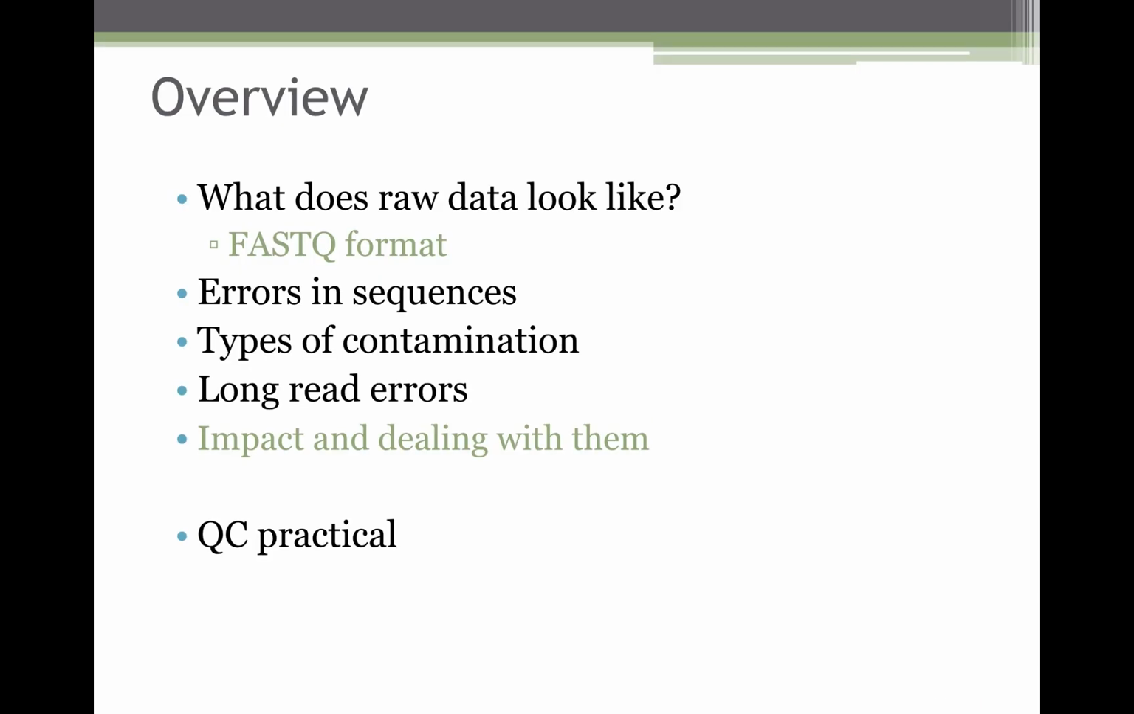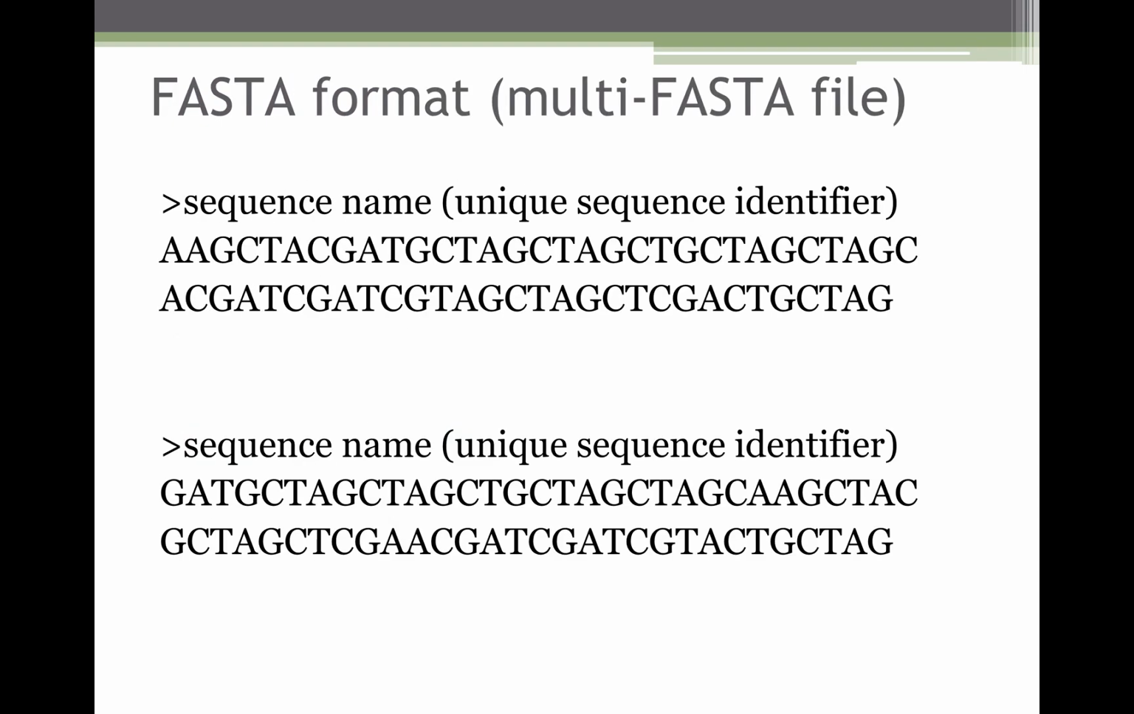So I'm going to cover the following topics. What does the raw data look like? Specifically talking about the FASTQ format, what common types of errors and contamination you may expect in sequence data, and what is the impact of those errors and how to deal with those.